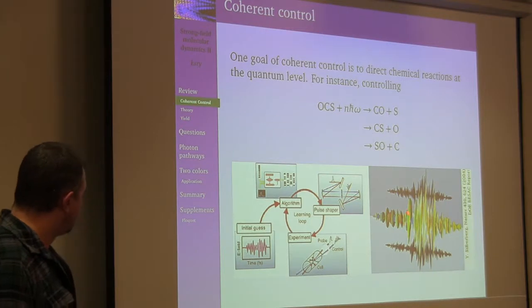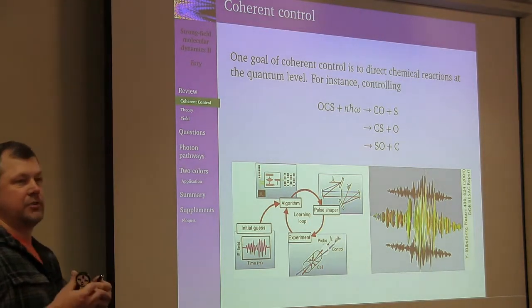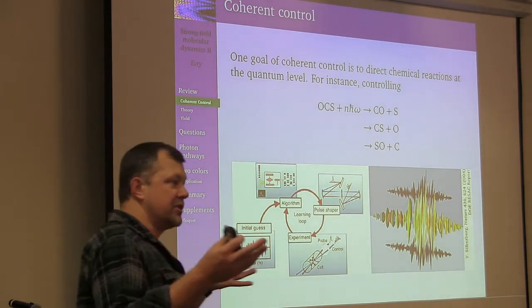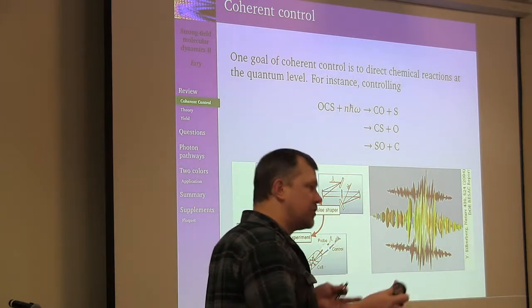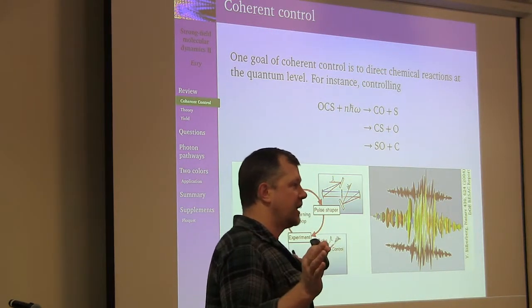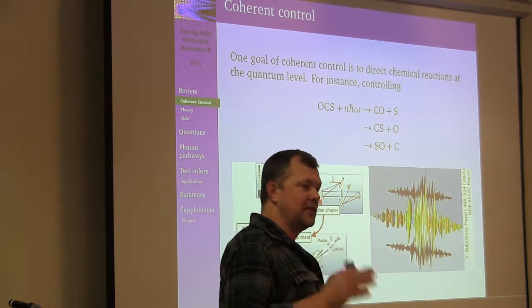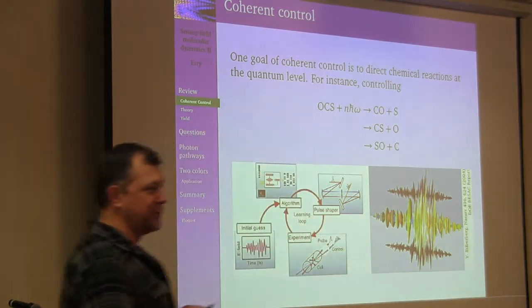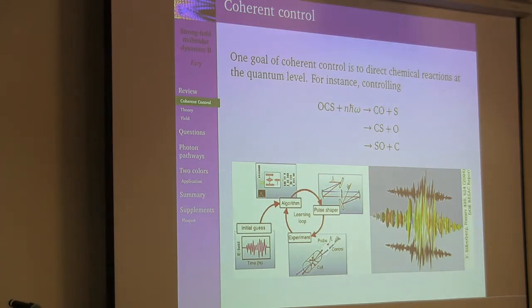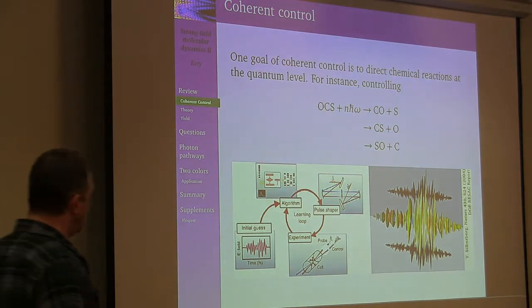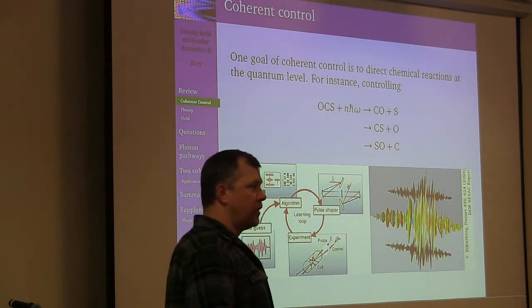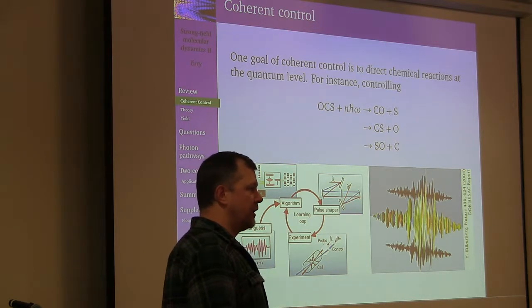So you can take any system, define what your target is, and turn your genetic algorithm and your laser loose on it. Maybe walk out of the lab, have a coffee, whatever you're willing to do with your equipment, leaving it unattended, and come back and have a better answer, presumably, okay? That's one mechanism, one way to go about coherent control.